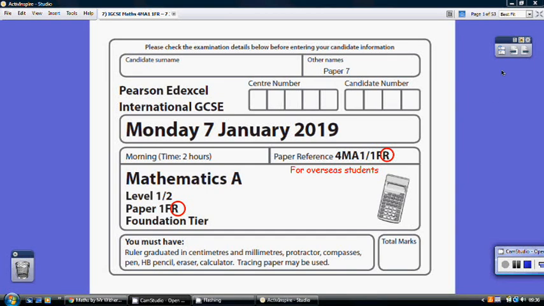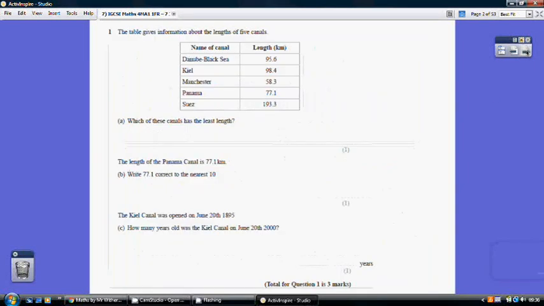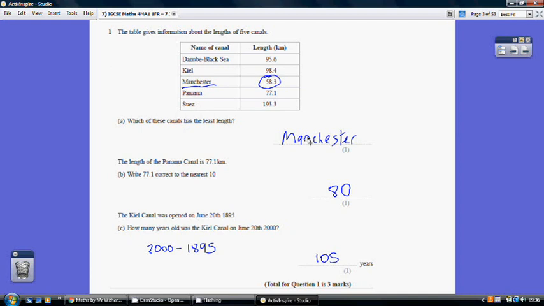Question 1. Part A. Which of these canals has the least length? So which of these is the smallest number? 58.3. But answer the question. It says which of these canals, not how long is it. So your answer has to be Manchester.